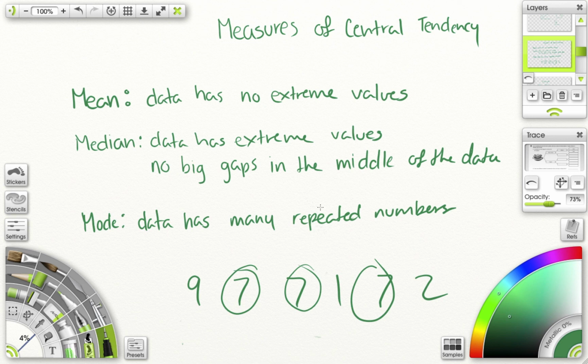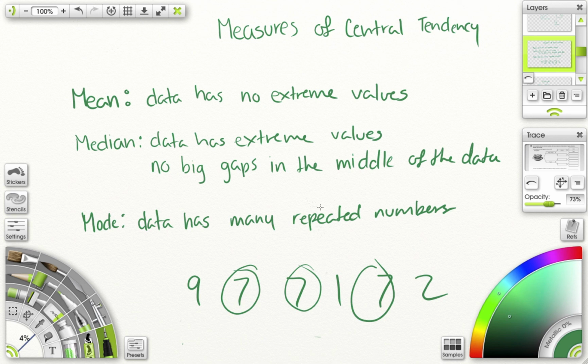Okay? So mean: no extreme values. They tend to vary very little between the numbers. Median: there are extreme values in there, and there are no big gaps in the middle of the numbers. And mode: the data has repeated numbers.